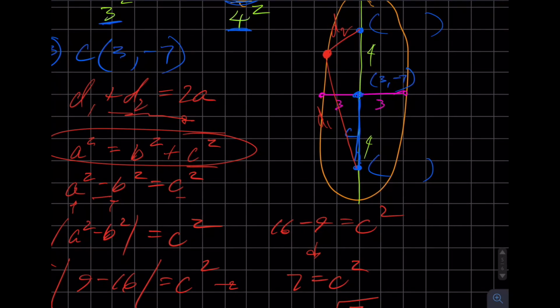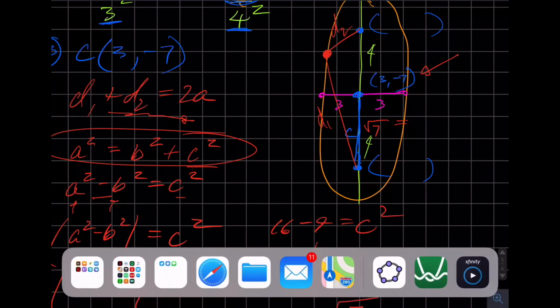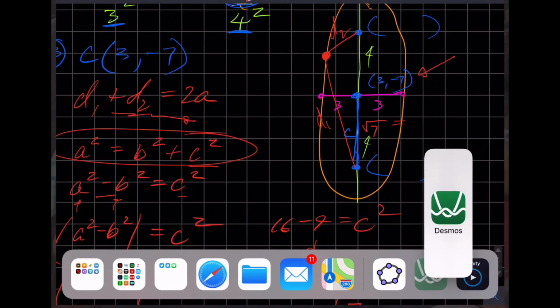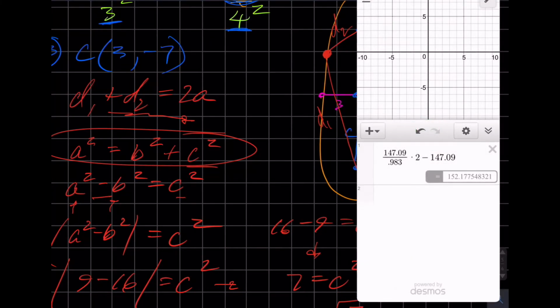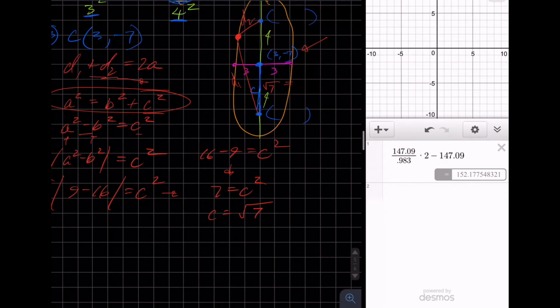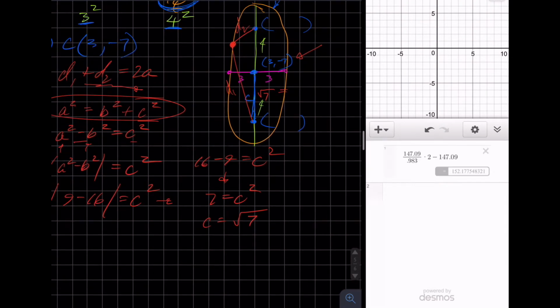So that means this distance, this blue distance, is the square root of 7. So from the center point, which is right here, I have to go up the square root of 7 from negative 7 and down the square root of 7 from negative 7. And in fact, I still needed the calculator. So let's calculate what the square root of 7 is.